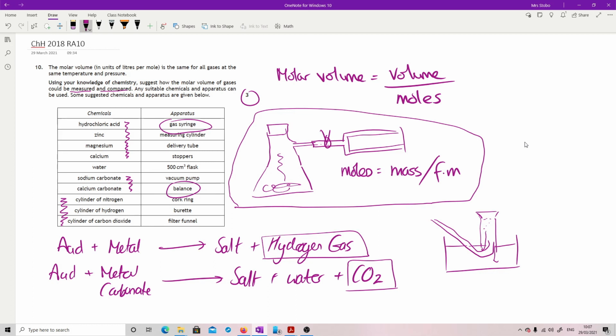So as I say, measured, I would go with this. Compared, I would do several. So there we go. There's 2 different chemical reactions to give you 2 different gases. And we could use the cylinder of nitrogen. That would give us 3. Okay.